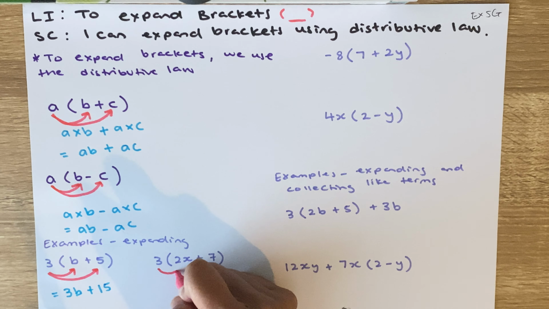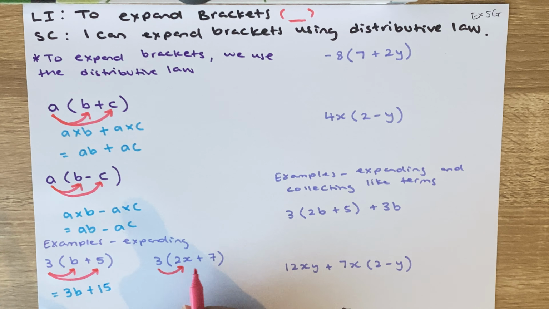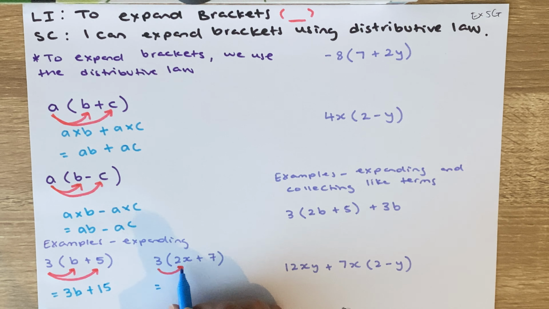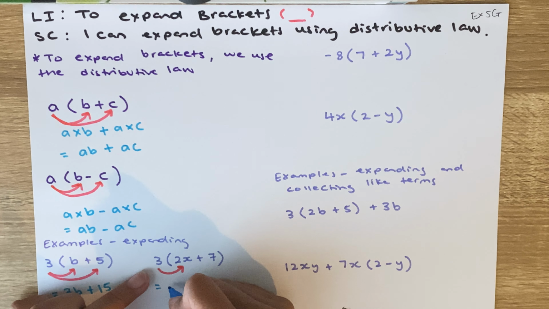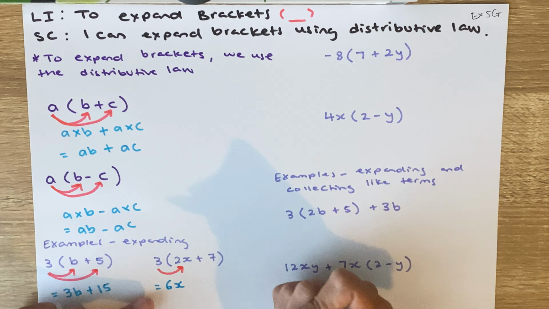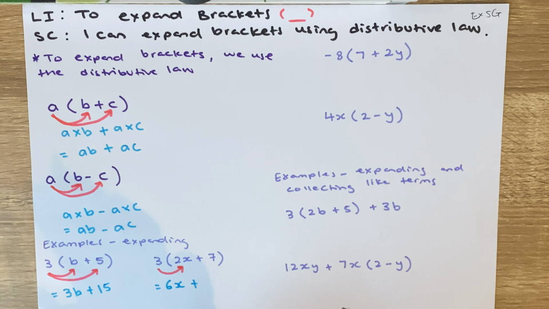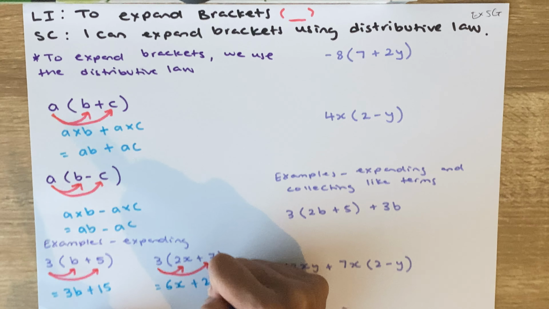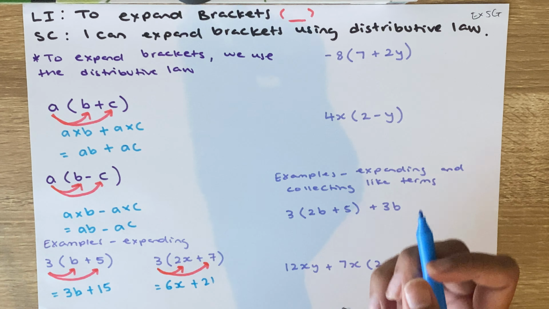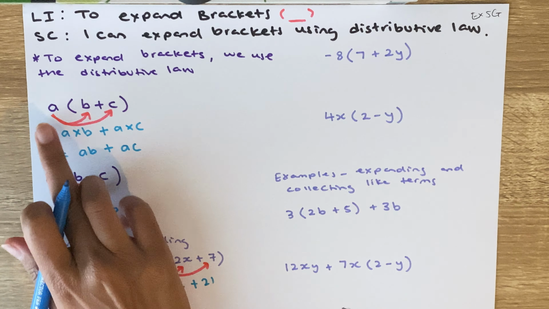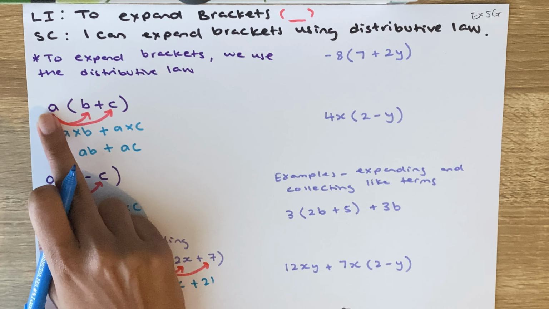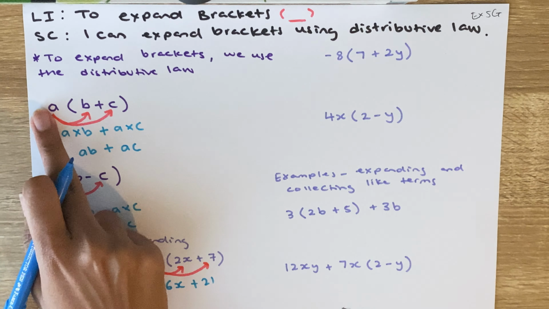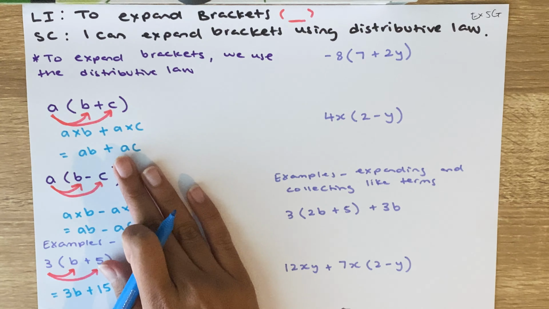So outside number times by inside. Here I've got 3 times by 2x. All right, so remember when we're working with algebra, we times our two numbers together. So 3 times 2 is 6. And there's an x there, so I'm going to write an x plus, because there's a plus sign, and then I'm going to do my second part. 3 times 7 is 21, and that is my answer. All right, so we're going to follow that same pattern. We're going to do this times this, this times this. Okay, so outside by first inside, outside by second inside. And if there was another number, we'd do outside by the third one, outside by the fourth one, no matter how many numbers are inside.